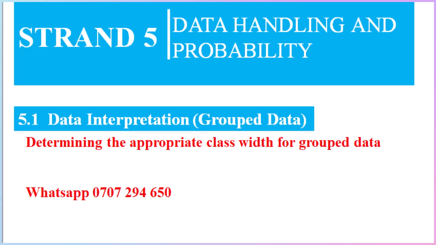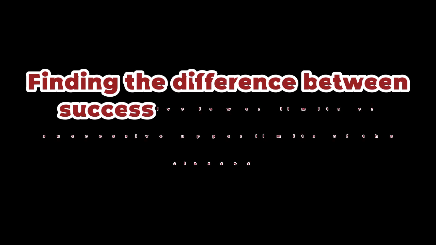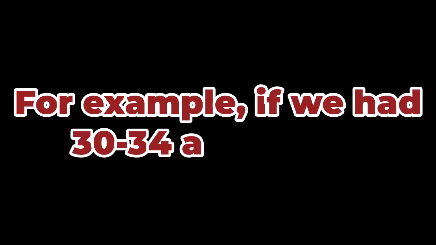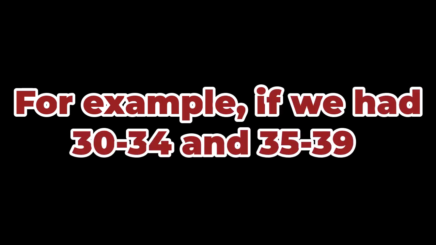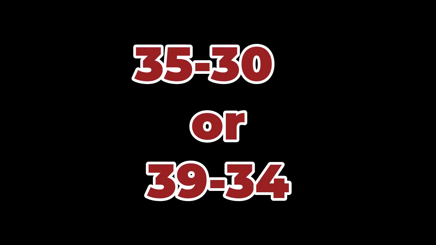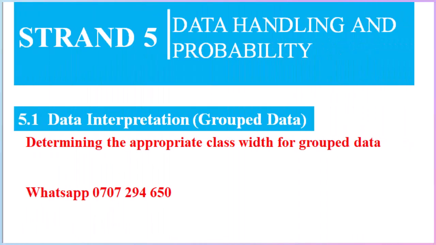Another method for calculating the class size is by finding the difference between successive lower limits or successive upper limits of the classes. For example, if we have the classes 30 to 34 and 35 to 39, the class interval can be calculated as either 35 minus 30 or 39 minus 34. Class width equals 35 minus 30, which equals 5. This means each class interval covers a span of 5 units.